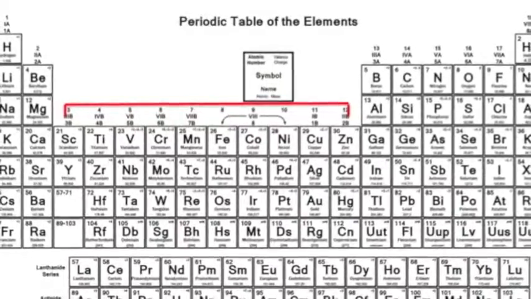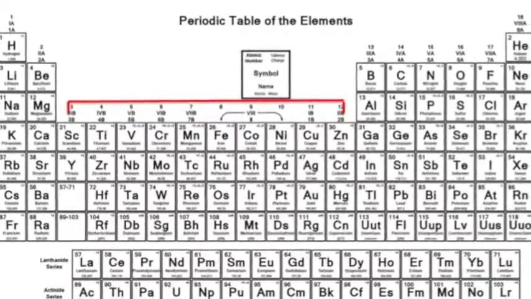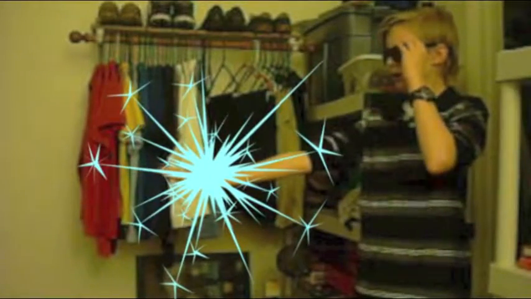After that, there's this huge middle section right here, groups 3 through 12, called transition metals. These guys are all not very reactive. But with that not reactiveness, you can do this. Oh my gosh!